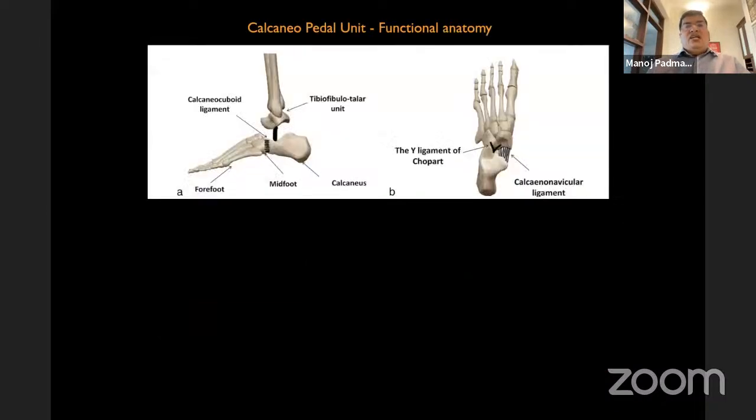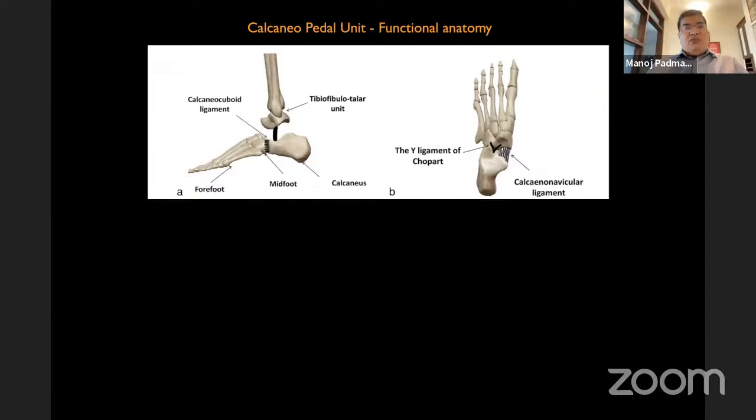You also need to understand the calcaneopedal unit, and the concept of acetabulum pedis. Here, the talus is considered as part of the tibiotalar unit, and the rest of the foot forms what is called the acetabulum pedis. And it's likened to the hip, whereas this is considered a constrained ball and socket joint.